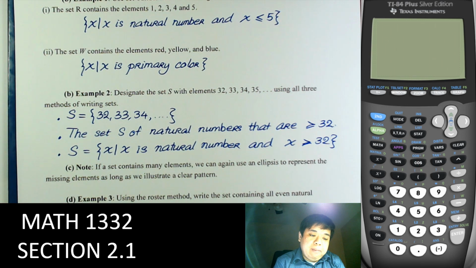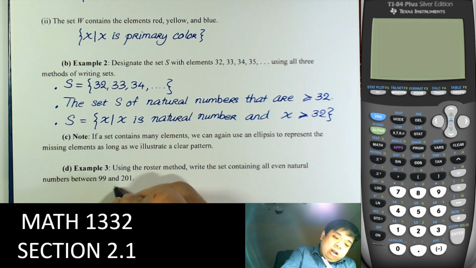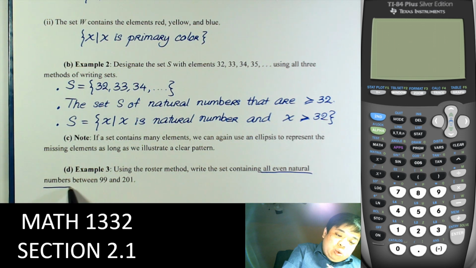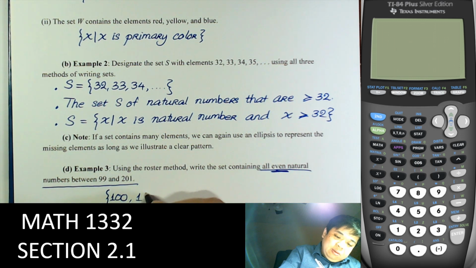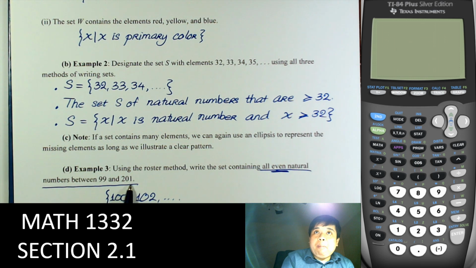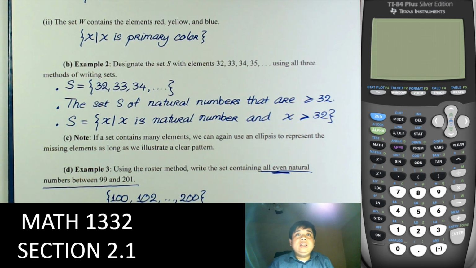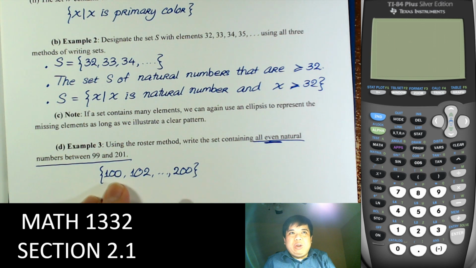Note that sometimes there are too many elements and we can use ellipses, or the dot dot dot, to represent the missing elements as long as the pattern is clear. For example, if we want the roster method for the set of all even natural numbers between 99 and 201, we just list them. Between 99, so we have to start at 100, we want even numbers. Going to 201, but even numbers less than 201, so it has to be 200. So this is the roster method. We just have all the even numbers between 99 and 201, so it has to be actually 100 to 200.